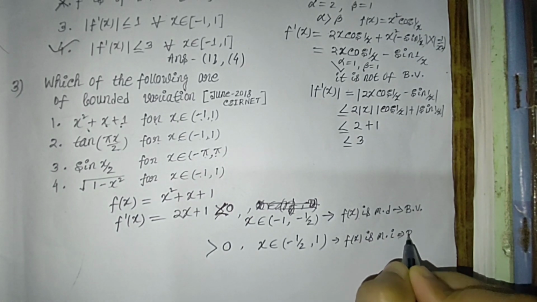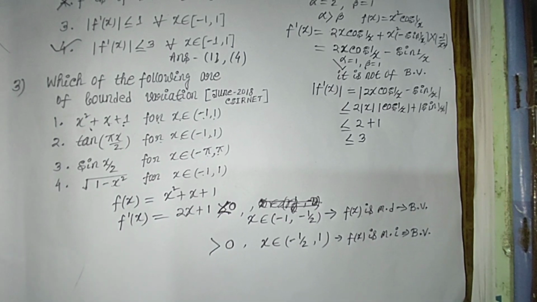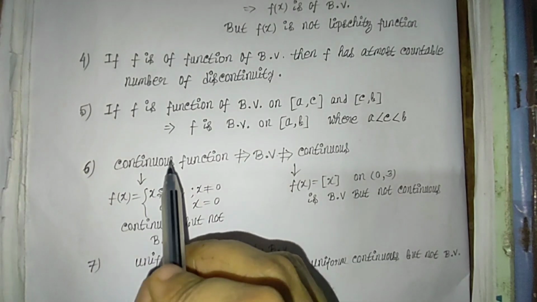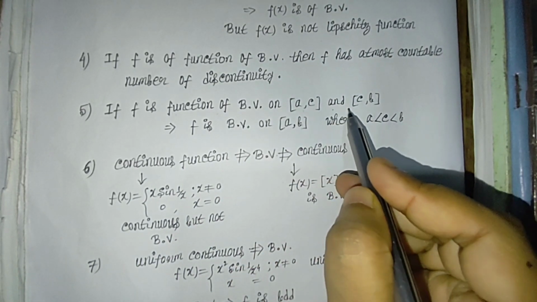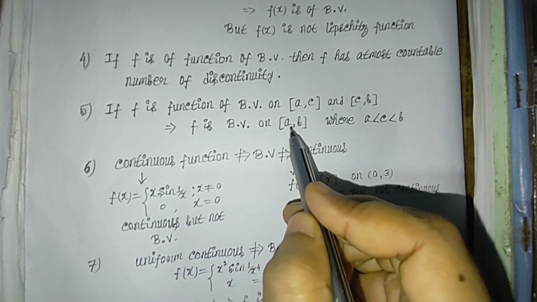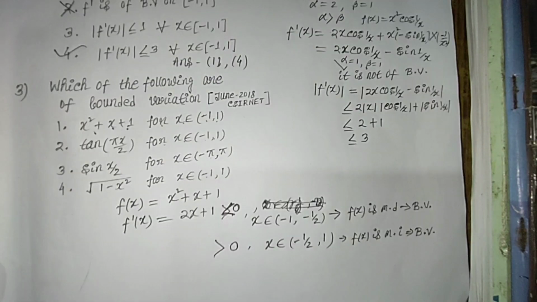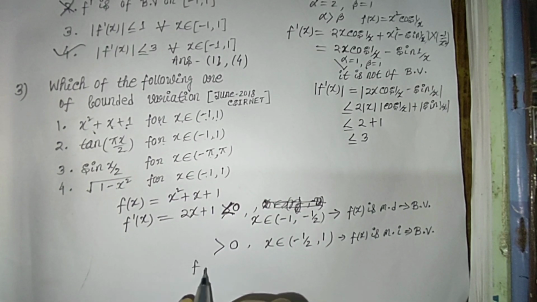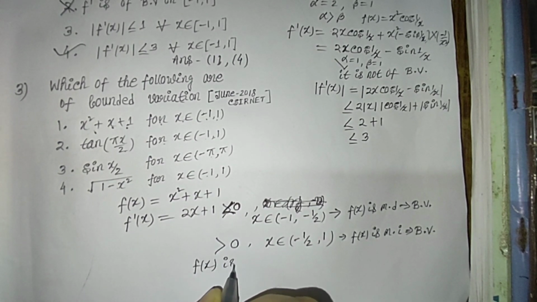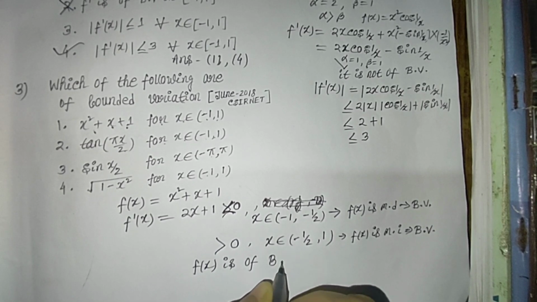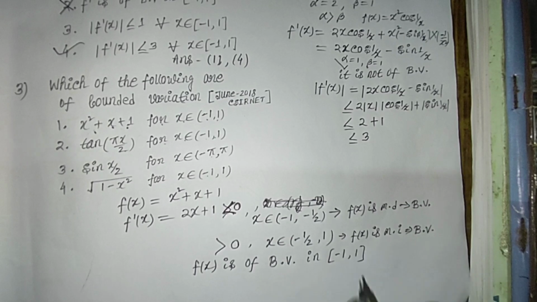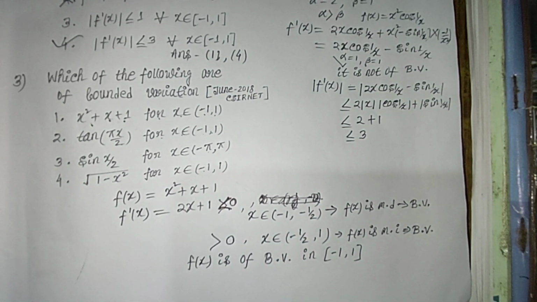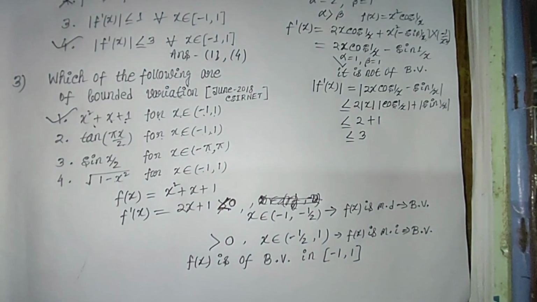In this case also f(x) is bounded. We know the result: if f is of bounded variation on closed interval AC and closed interval CB, then f is of bounded variation on closed interval AB. Using this result we have to show that f(x) is of bounded variation in minus 1 comma 1. So it is correct.